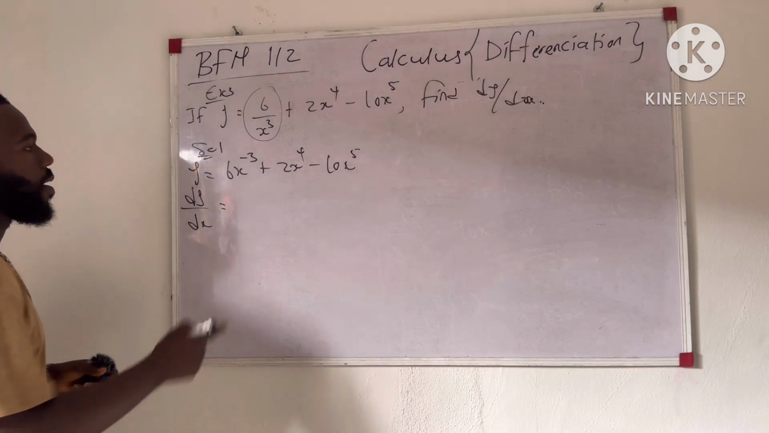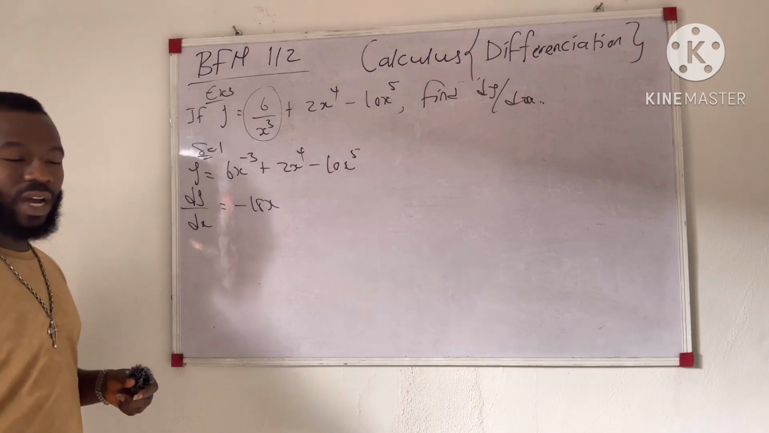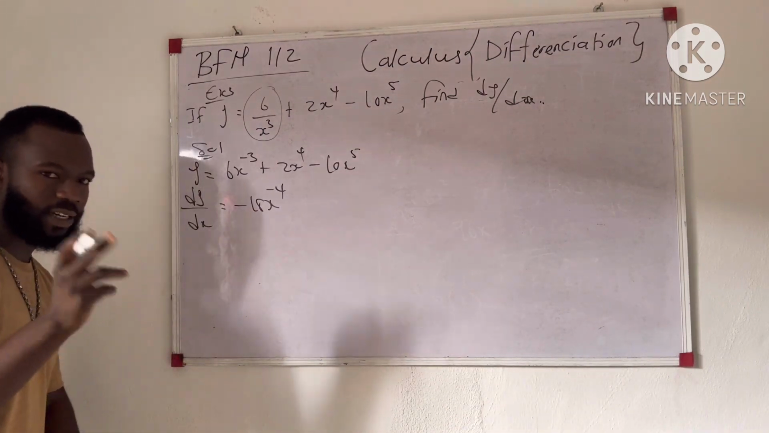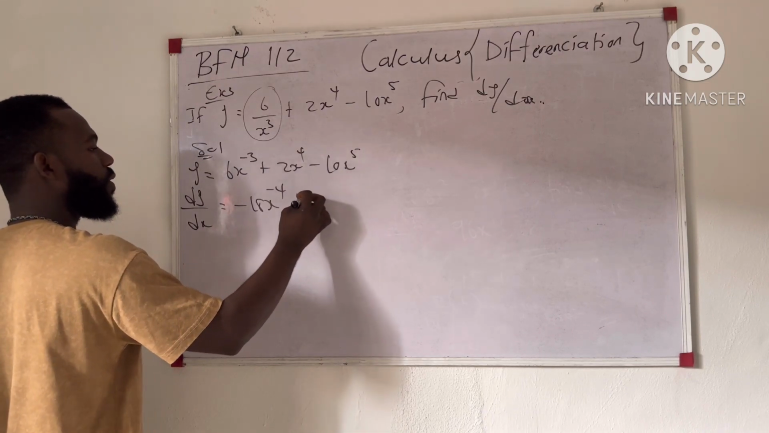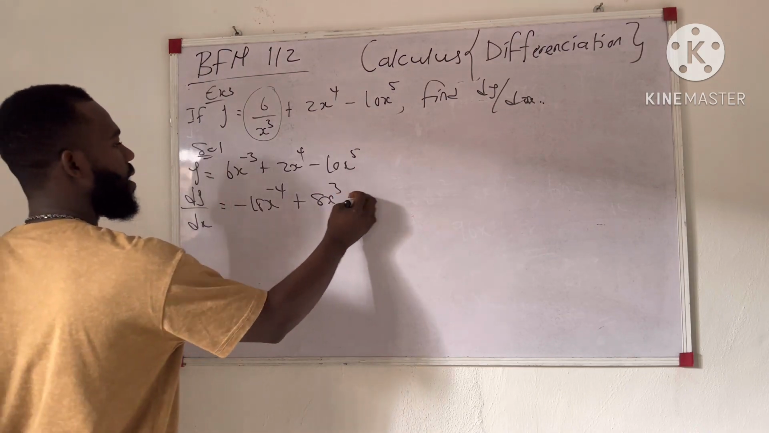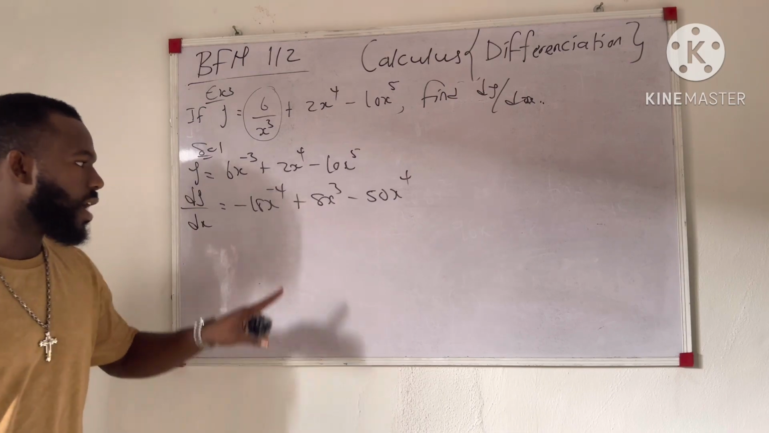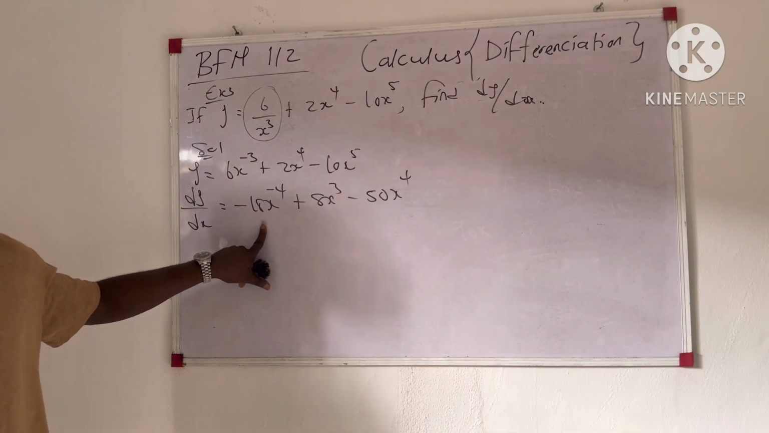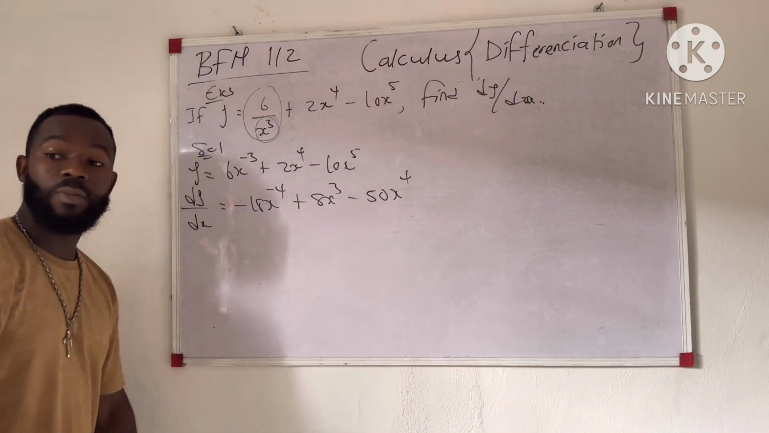So let's differentiate now. Minus 3 times 6 gives us minus 18. Minus 3 minus 1 gives us minus 4. You have to minus 1 after you've multiplied. Plus 4 times 2 gives us 8, and 4 minus 1 gives us 3. Now, minus 5 times 10 gives us 50, and 5 minus 1 gives us 4. Now, you won't leave your answer like this. Why? Because initially, in the original question, our x was at the denominator.